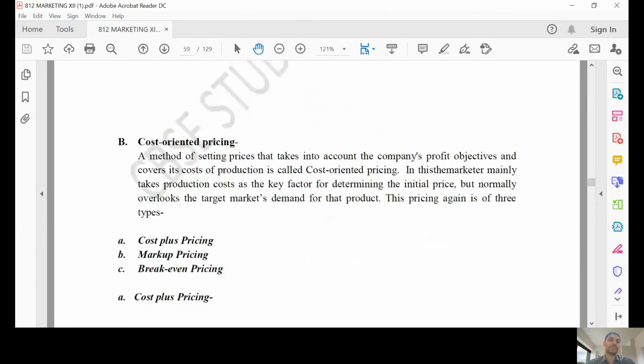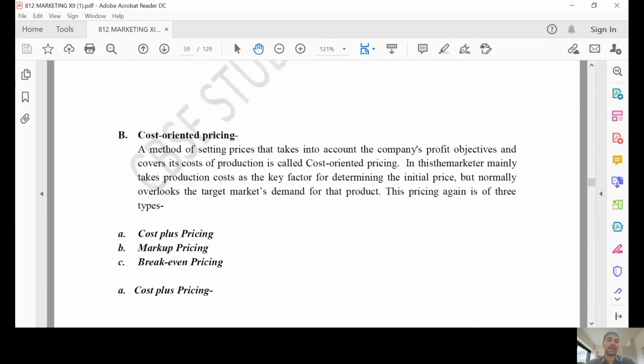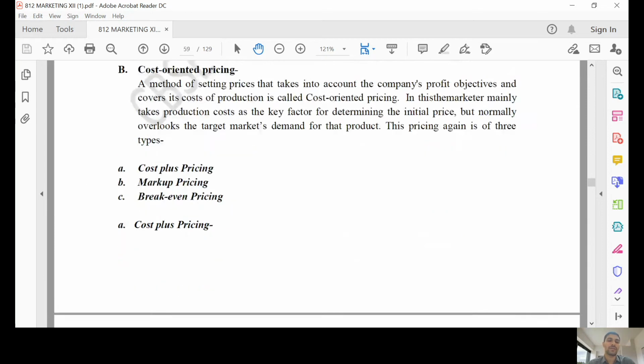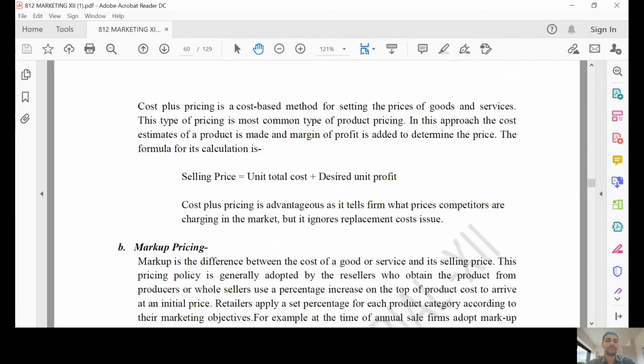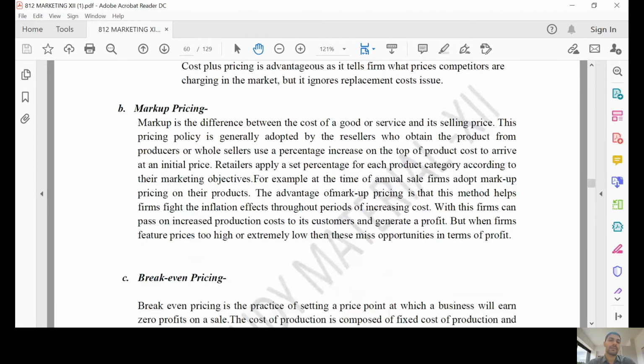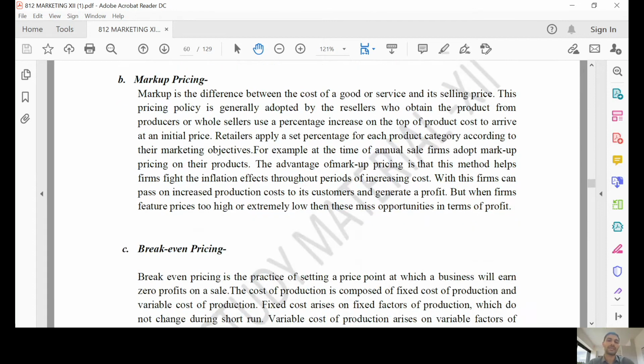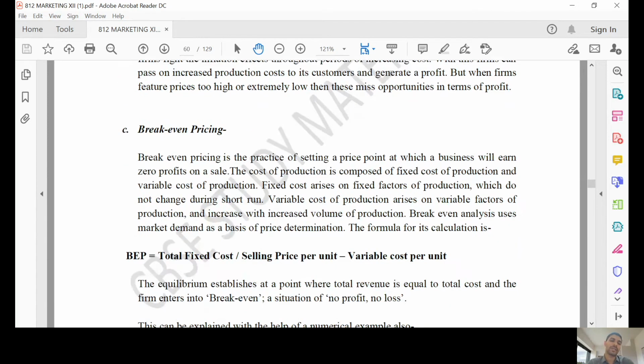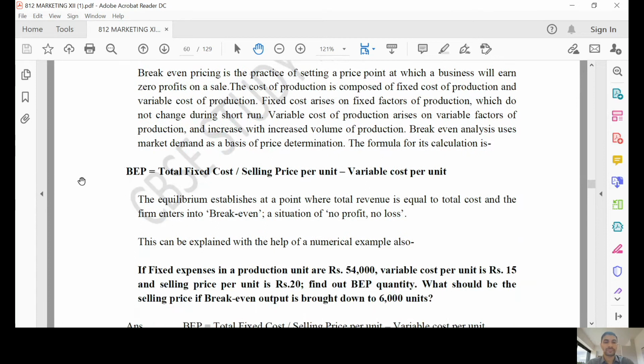So cost plus pricing, you will add all the cost. To that cost you will add the profit. Then you will get the selling price. Markup pricing, you will add a percentage of profit, and markup pricing is usually followed by resellers like wholesalers and retailers. And also there is a break-even pricing.